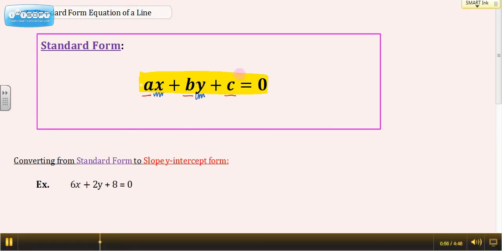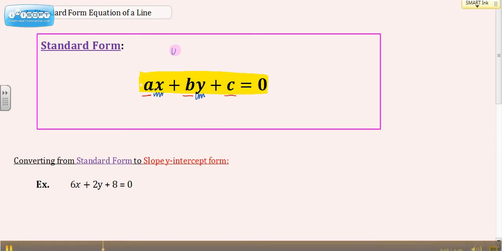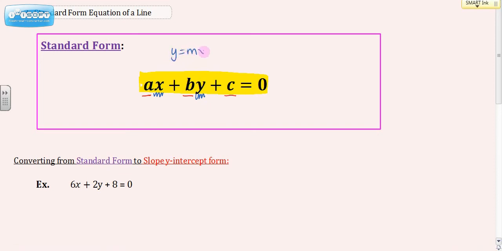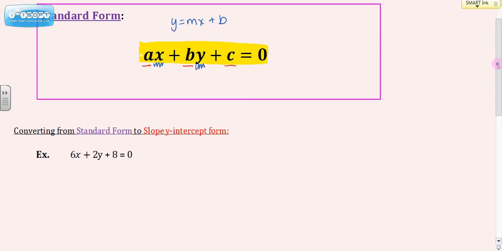In this standard form, instead of y equals mx plus b, all the numbers and variables are moved to the left side, as you see here, and the right side of the equal sign is just 0. So from the standard form, you can't get any information directly.